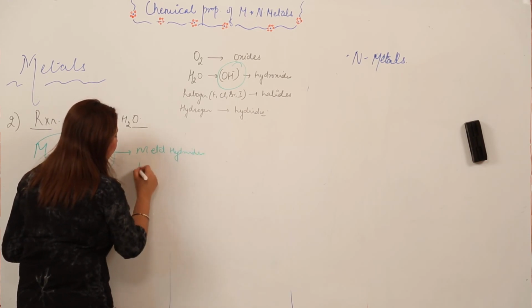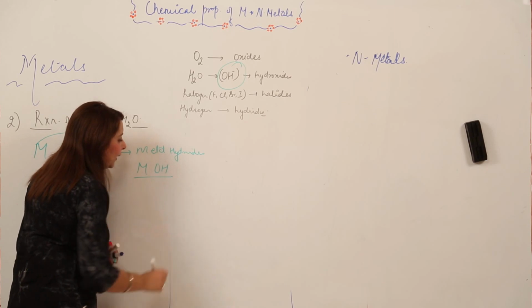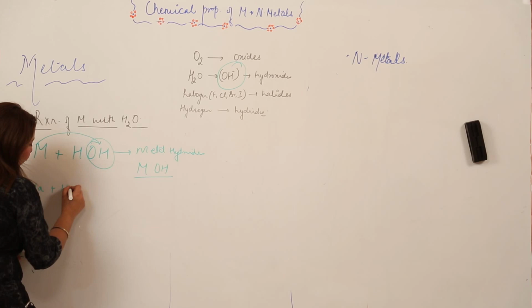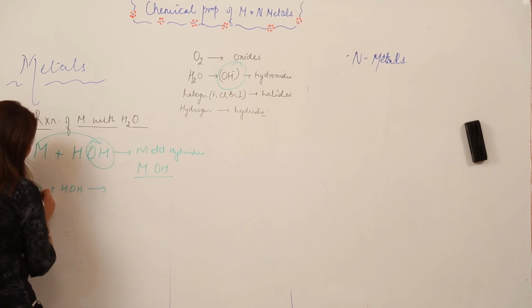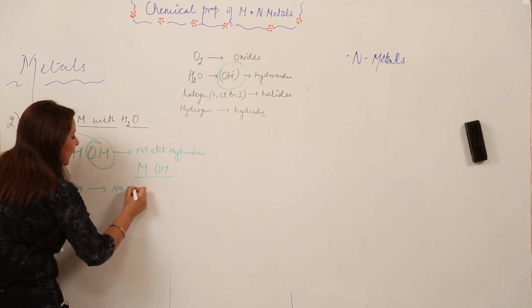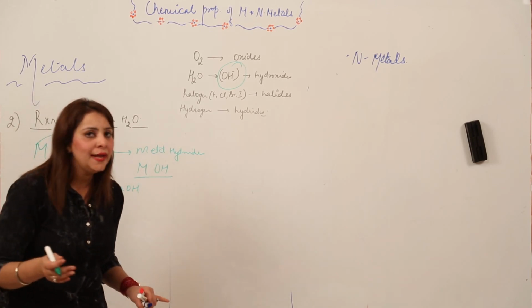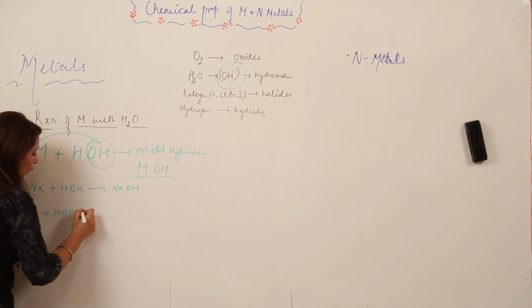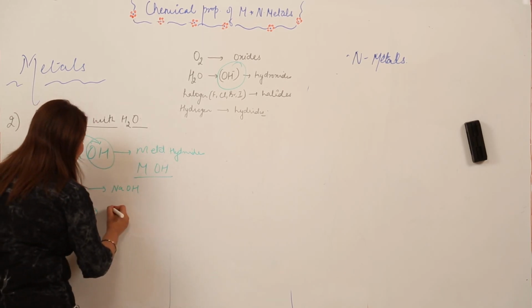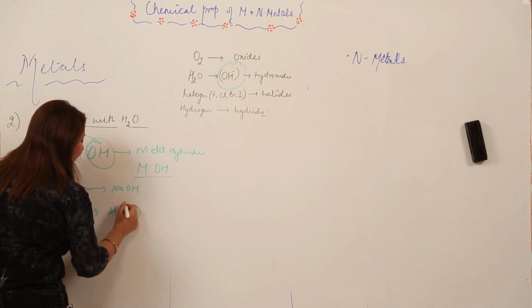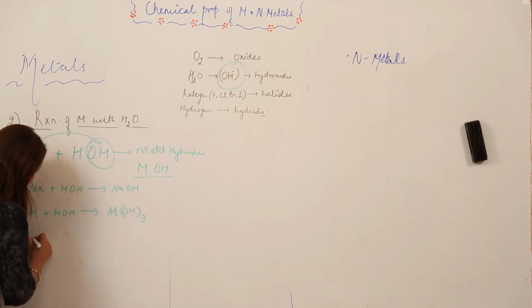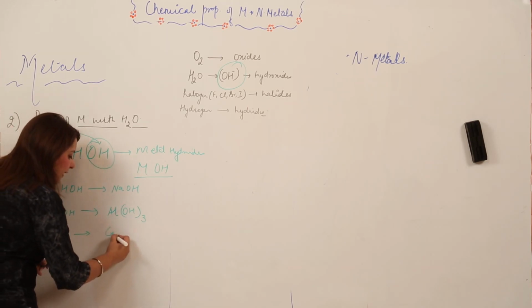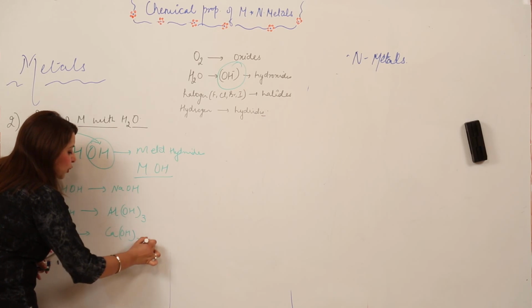Right. In a similar way, the formula can be anything, like I am stating with an example. Suppose I have Na. When I react Na with water, I get the hydroxide with formula NaOH. And if I react aluminium with water, I get aluminium hydroxide, with formula Al(OH)3. And when I react calcium with water, I get calcium hydroxide, with formula Ca(OH)2.